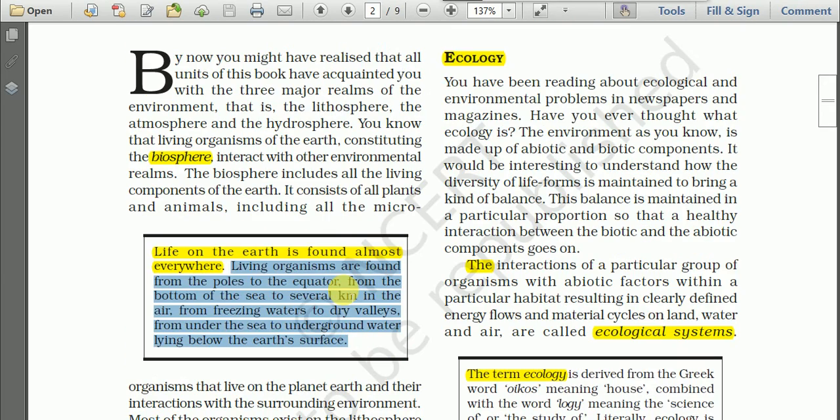Remember, biosphere is a relatively thin life-supporting stratum of the earth surface, extending from a few kilometers into the atmosphere to the deep sea vents of the ocean. So it is the layer having life support system.